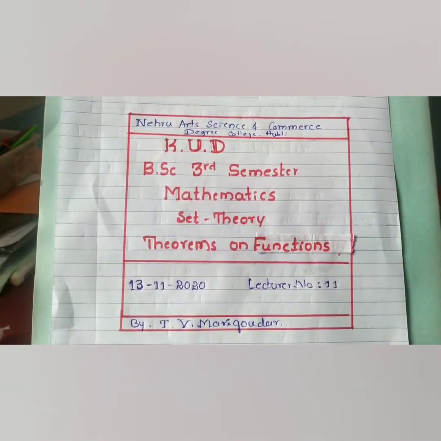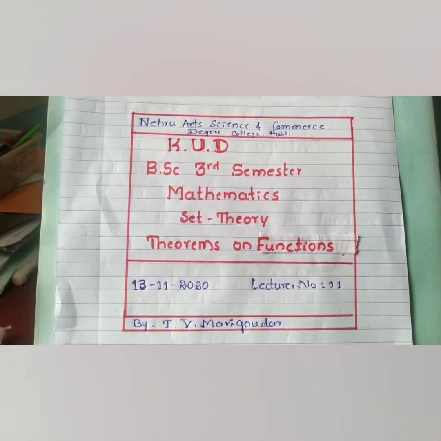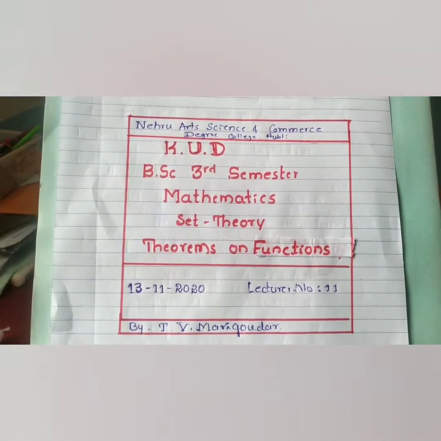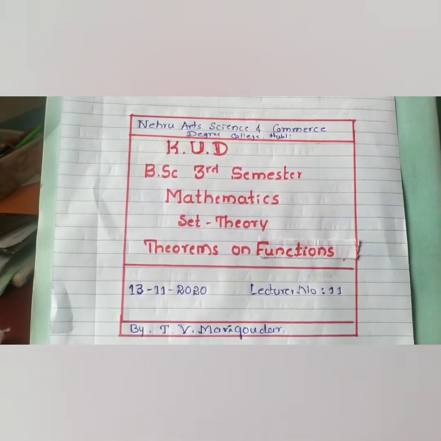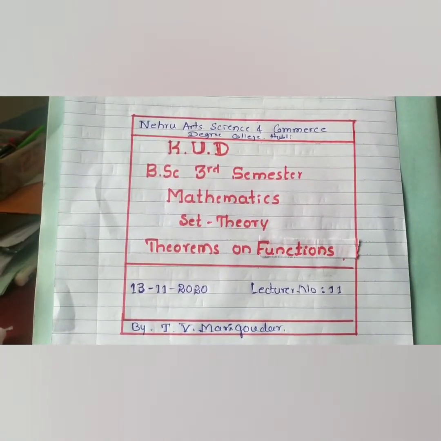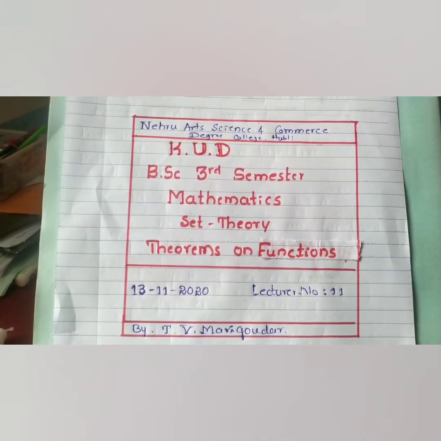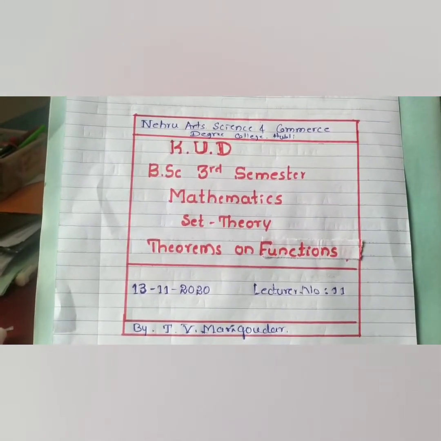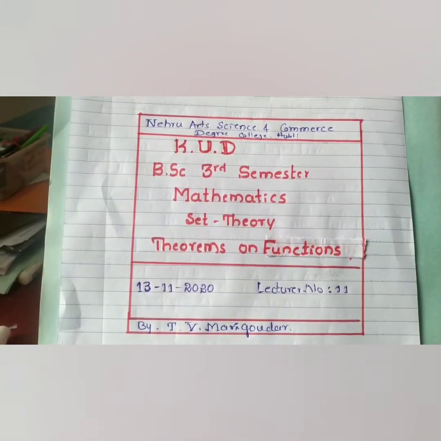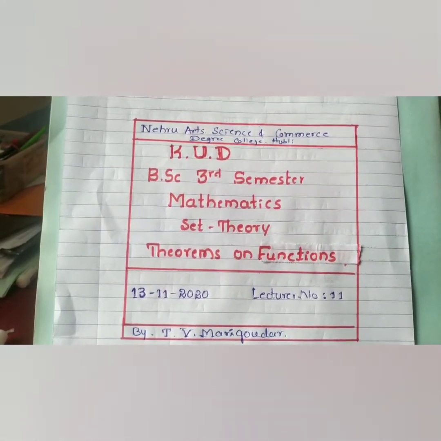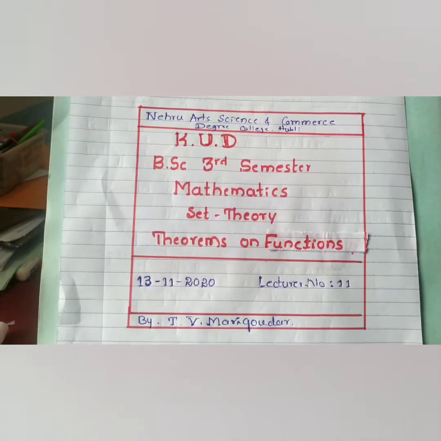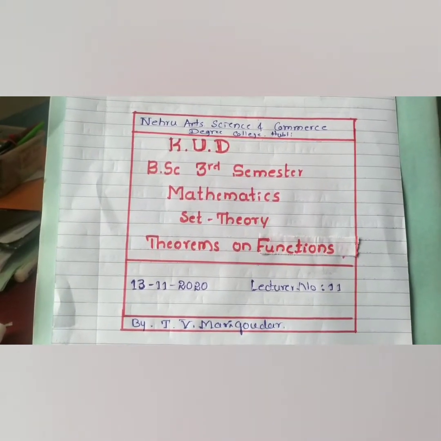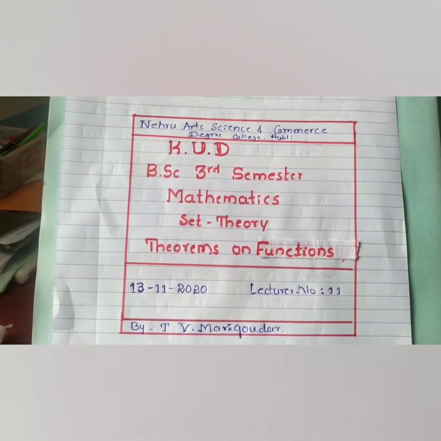The inverse function exists only when f from A to B is 1-1 and onto. What do you mean by 1-1 and onto? In a 1-1 function, different elements of A are associated with different elements of B, and onto means every element of B has an image in A. 1-1 and onto means bijection.